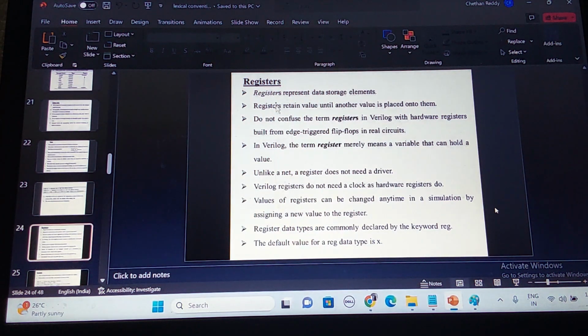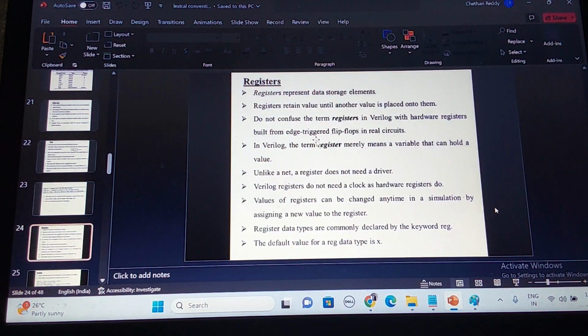These registers are just used to represent storage elements. This register retains the value until another value is passed on to it. That's why we call it a discretely driven data type. It will store the value until you give a new value to the register; it will retain the same value. So registers retain the value until another value is placed onto them. Do not confuse the term registers in Verilog with the hardware registers you studied in digital system design. Hardware registers are basically built using flip-flops.